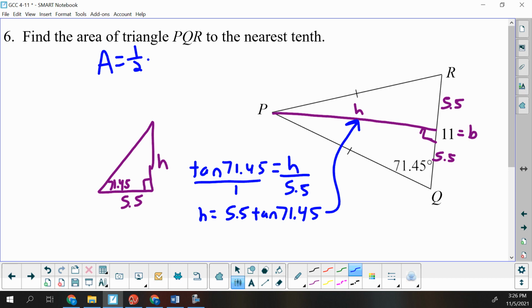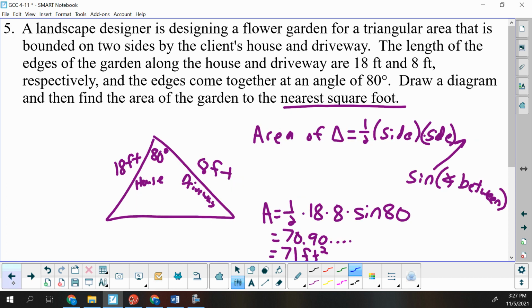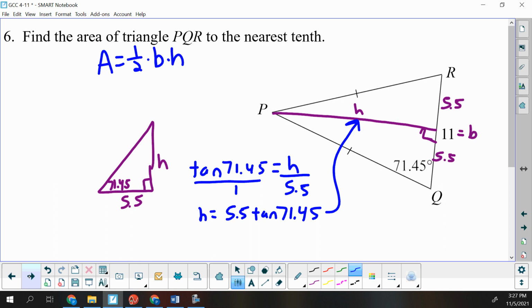Well, now we just have our basic area of a triangle formula that you've used in years before. 1/2 base times height. And the reason we can use that is we've got the base and the height now that are perpendicular to each other. What we did on those last couple problems is, if you don't have a base and height that are perpendicular, we could do 1/2 side times side, sine of the angle between. We couldn't do that here because we didn't have the second side, so we had to go about it this way.